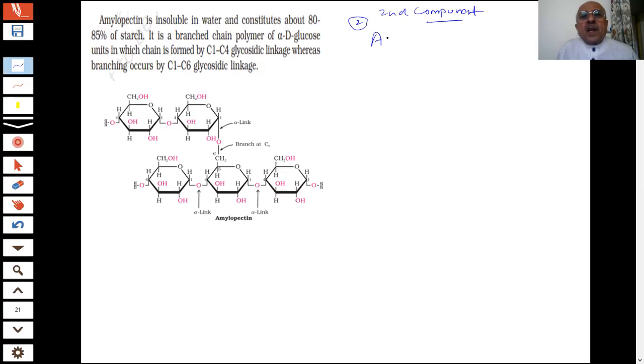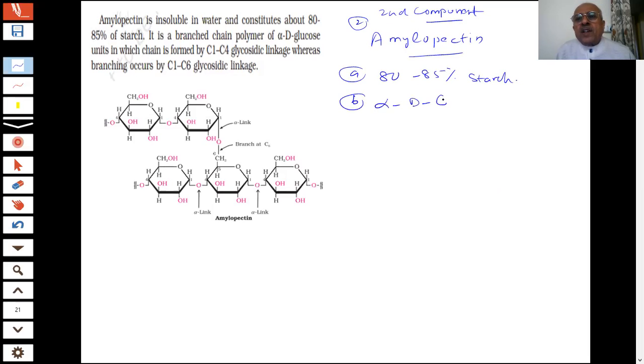Amylopectin. What is amylopectin? It is 80 to 85% of starch. Again, it is made up of alpha D glucose units. Everything is alpha D glucose units, students. And here you can see it is a branched chain.